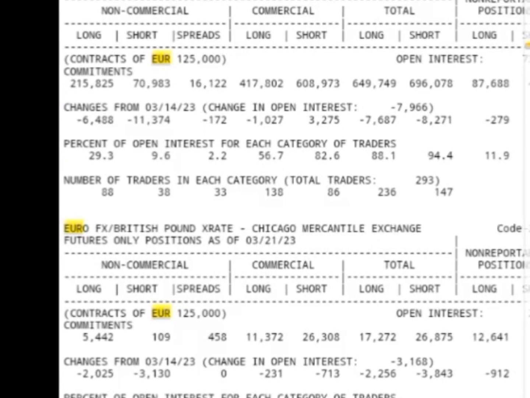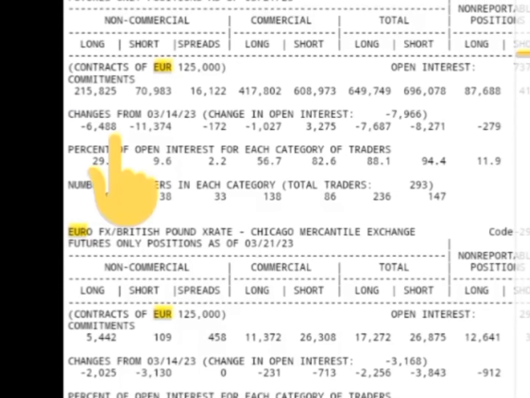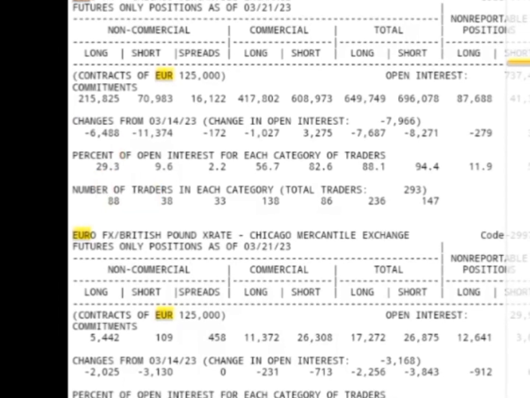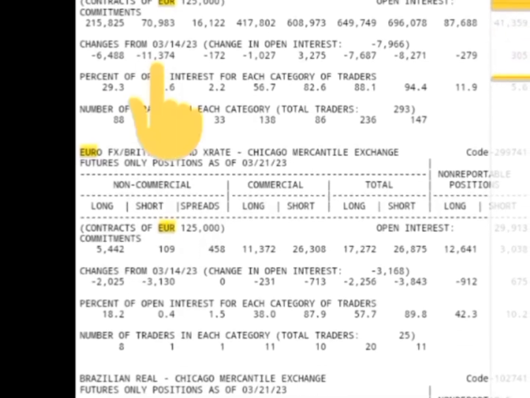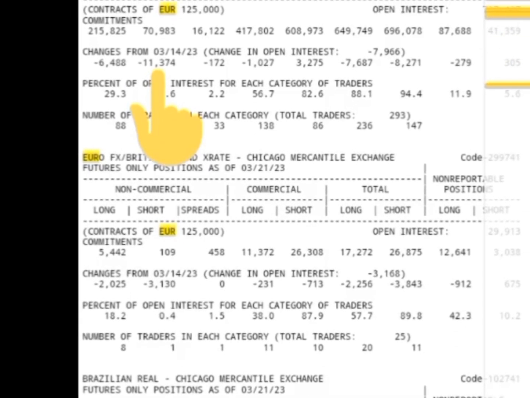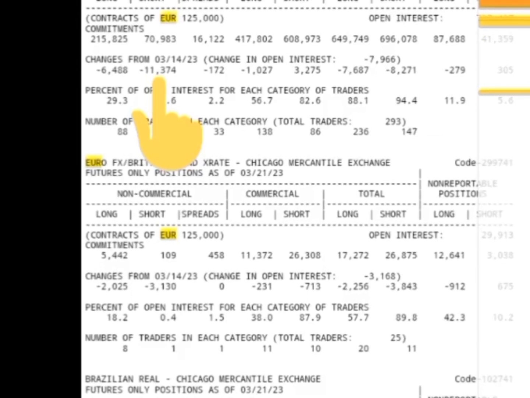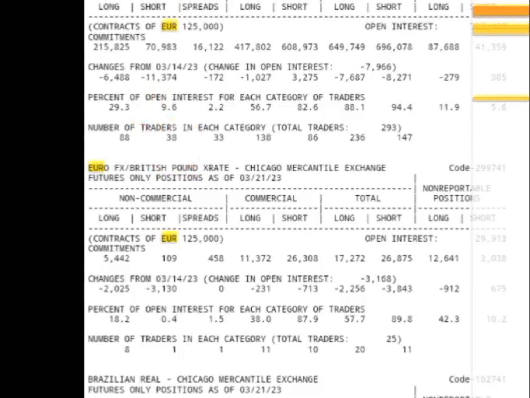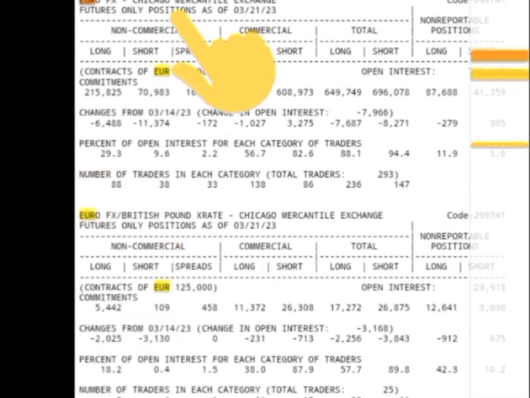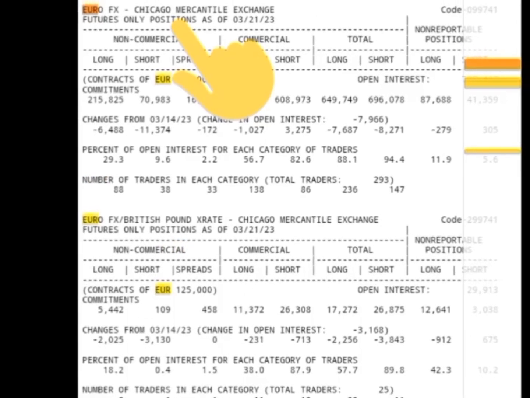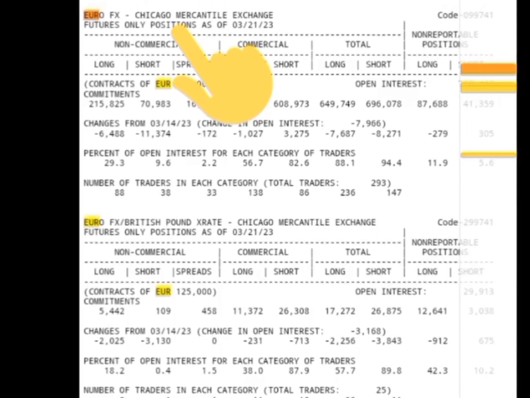Okay, look at the changes from the last 14th. We see that there was subtraction of 6,488 from the long side and subtraction of 11,374 from the short side, meaning they're closing more of their short positions and leaving more of their long positions. So by default, this pair is on the stronger side. So euro is going to be on the stronger side for this week.